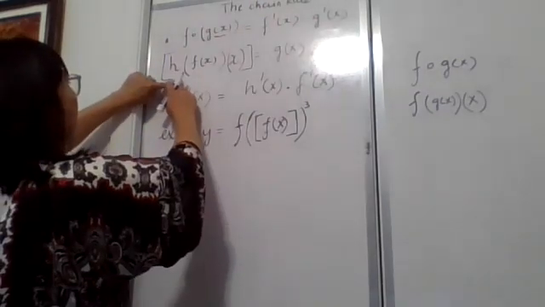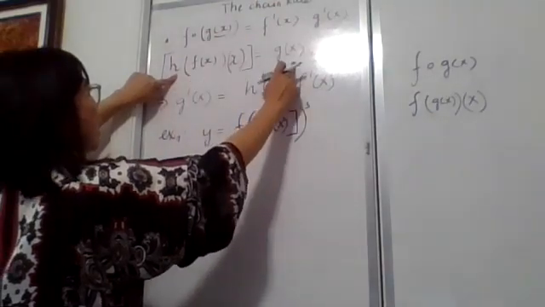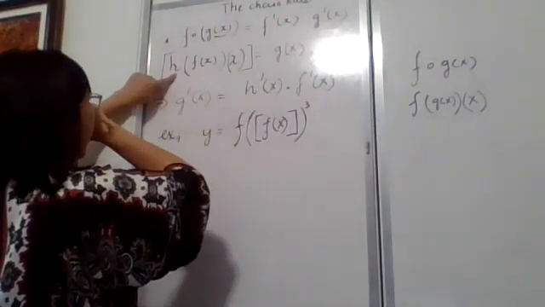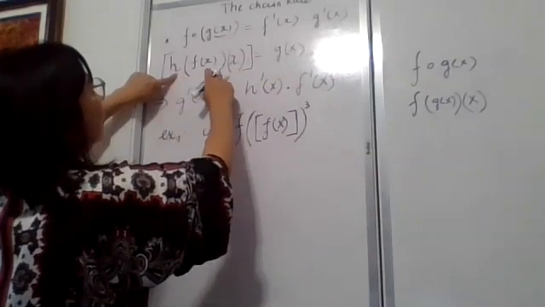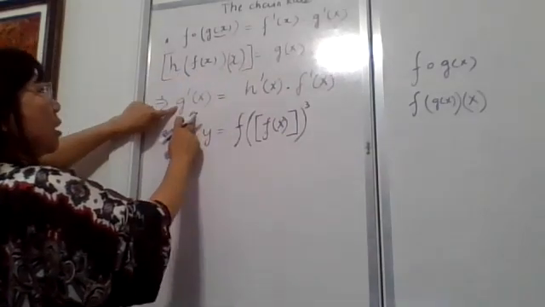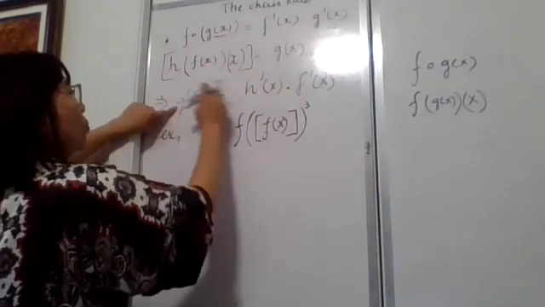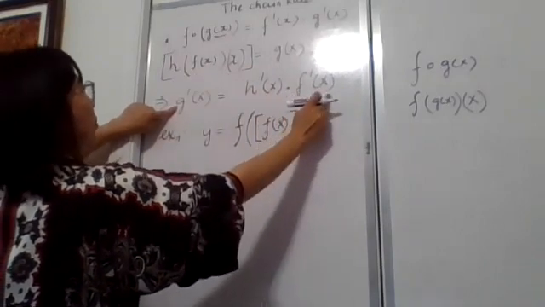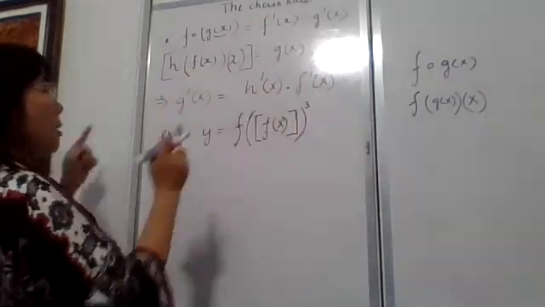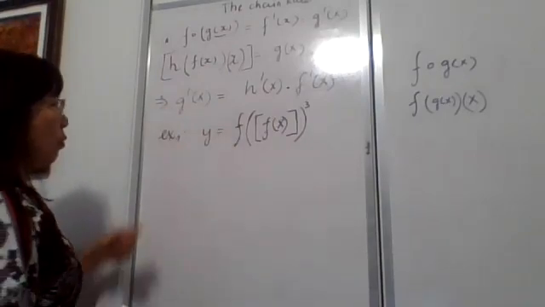So let's say I have another notation. Let g of x equal the function h of f of x. Find the derivative g prime of x. So g prime of x will be equal to h prime of f of x times f prime of x. So that's another notation.